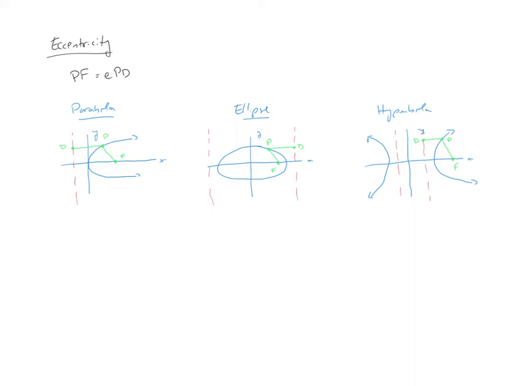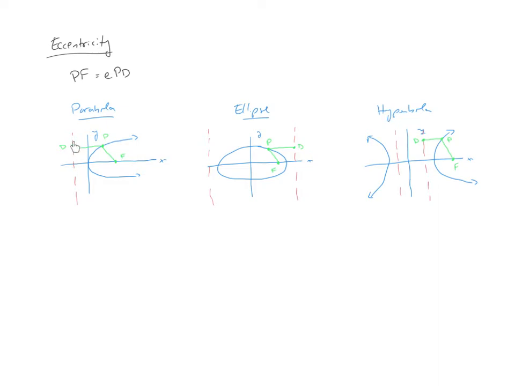All right, so in this video, we're going to start off by talking about the idea of eccentricity. Eccentricity is defined as PF equals e times PD, where PF is the distance between point P and focus F, and PD is the distance between point P and directrix D. Up here I have the three different cases we're going to look at: the parabola, the ellipse, and the hyperbola.